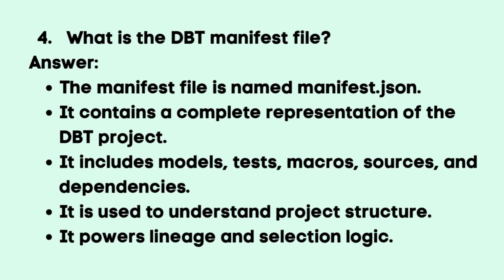What is the Dbt manifest file? Answer: The manifest file is named manifest.json. It contains a complete representation of the Dbt project. It includes models, tests, macros, sources, and dependencies. It is used to understand project structure. It powers lineage and selection logic.